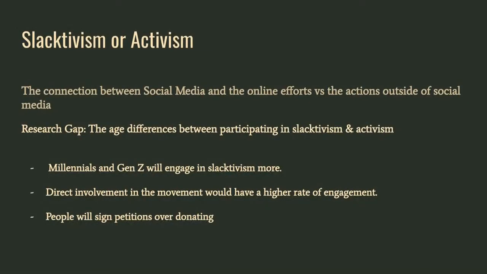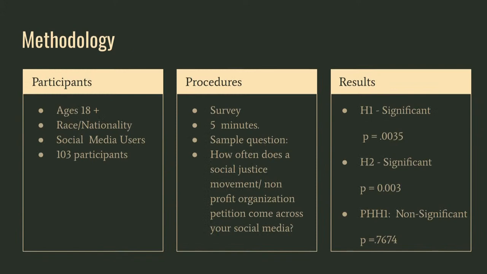Now, I did research on the connection between social media and activism and if age had any kind of play in it, as well as race. Now, with my hypothesis, I had millennials and Gen Z engaging in slacktivism more than those who are in the older generations. Then I had a research question if direct involvement in the movement would have a higher range of engagement than those who had no direct involvement with the organization or cause. Now, another question that came up was if petitions will be signed more than donations between any range or race. And with that, I'm going to move on to how this happened.